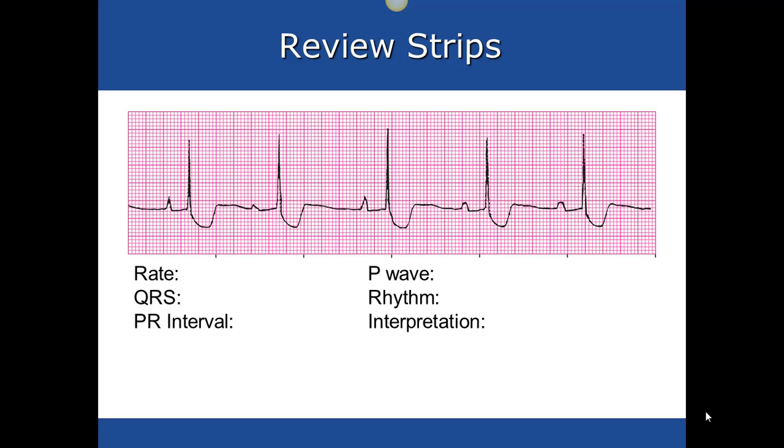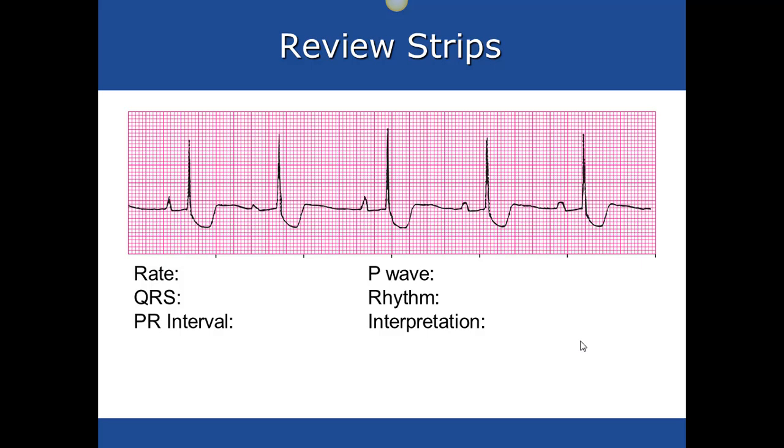Are there P waves? Well, yes they are, but do they look normal? No, not really, because we have a peaked one there, it's smaller there, it's more peaked there. This one comes close to looking normal. This one doesn't look too bad either. Okay, so we have different looking P waves.